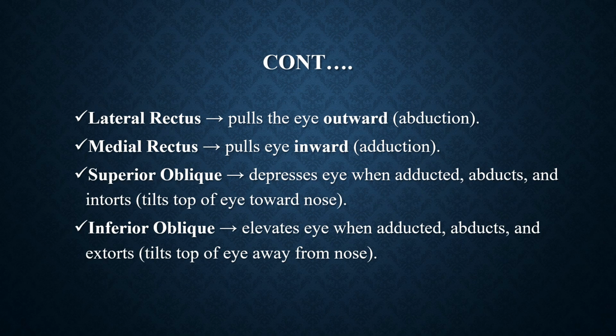In the third one, we have the lateral rectus, which pulls the eye outwards, which is abduction. Now the medial rectus pulls the eye inwards towards the nose. Then we have the superior oblique, which depresses the eye when adducted, abducts and intorts, tilting the eye towards the nose. Then we have the inferior oblique, which elevates the eye when adducted, abducts and extorts.